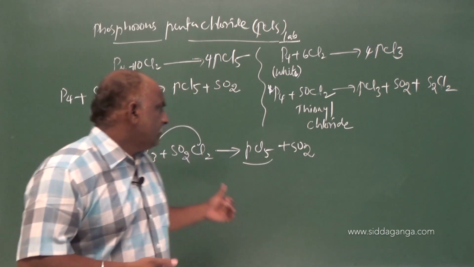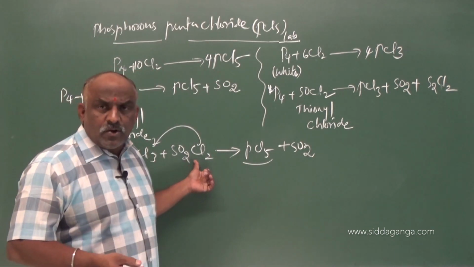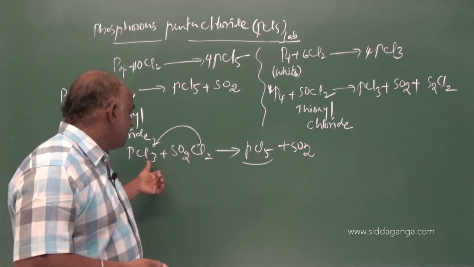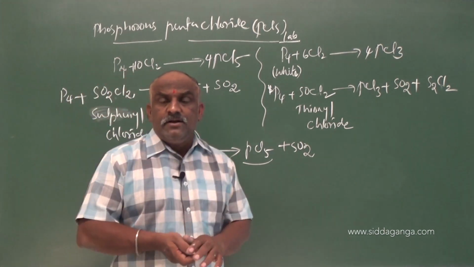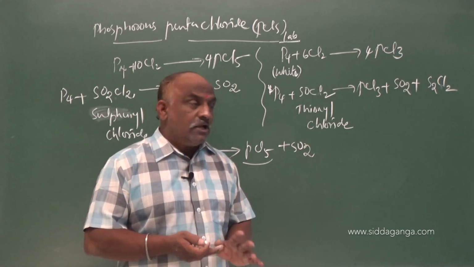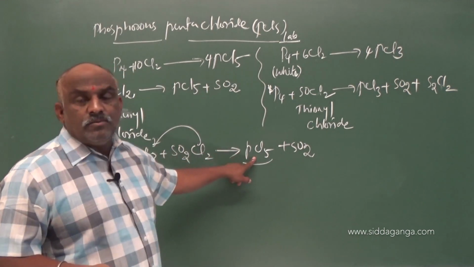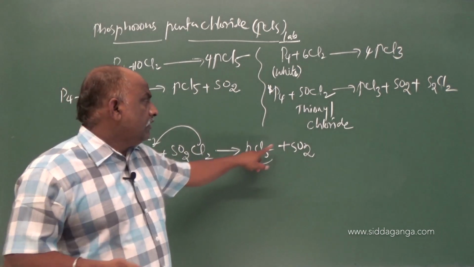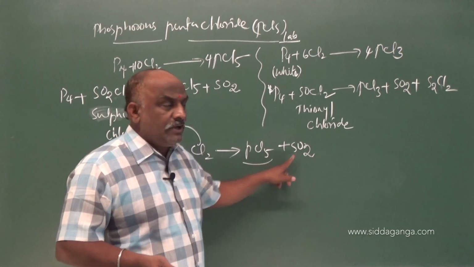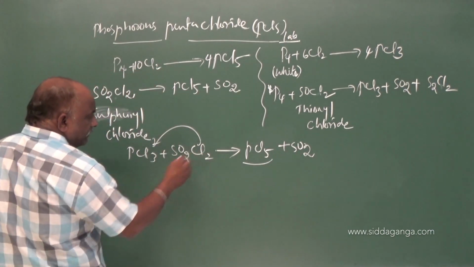Clear it is. Phosphorus trichloride treated with sulfuryl chloride gives rise to phosphorus pentachloride, and liberation of what gas? SO2 gas. Let us consider the interrelation.